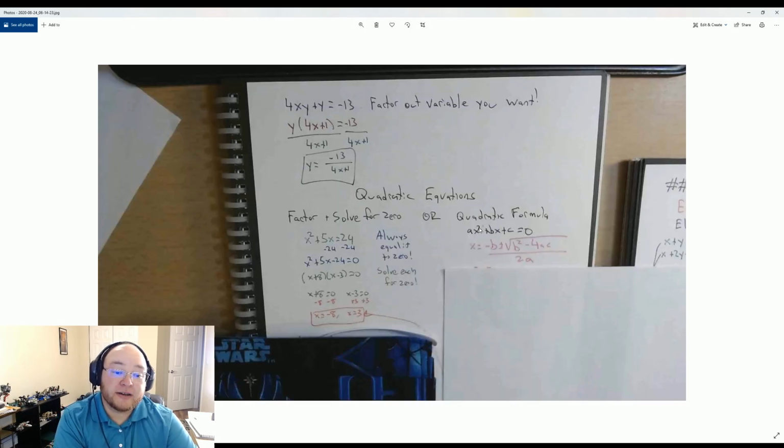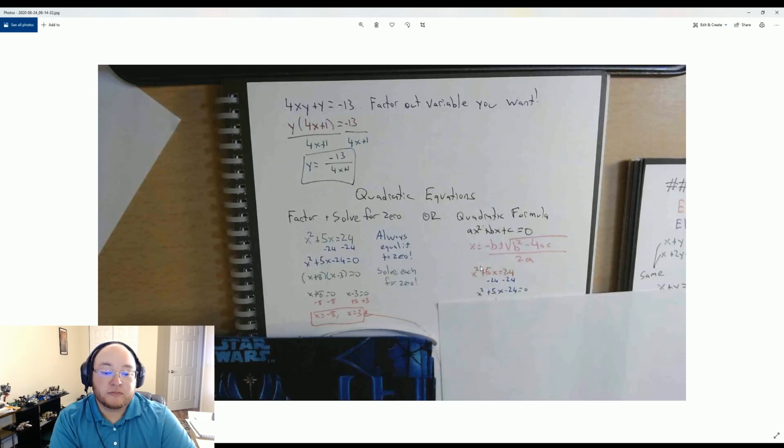Quadratic formula, once again, for ax squared plus bx plus c equals 0, you've got to memorize this formula. That's a must. You're in pre-calc now. Quadratic formula should be something that you should know. X equals negative b plus or minus the square root of b squared minus 4ac all over 2a.